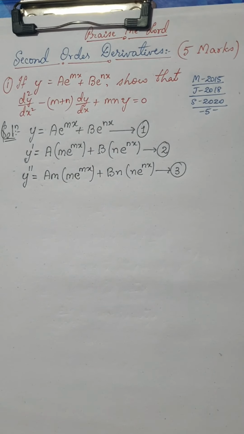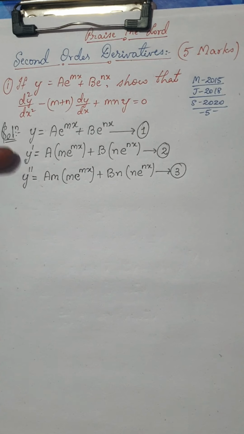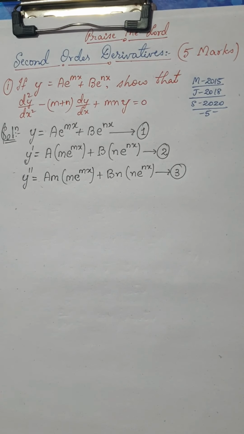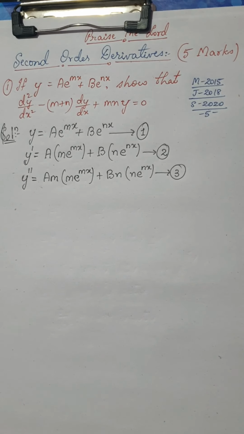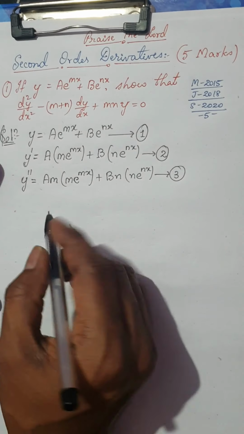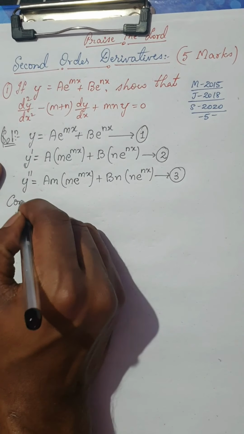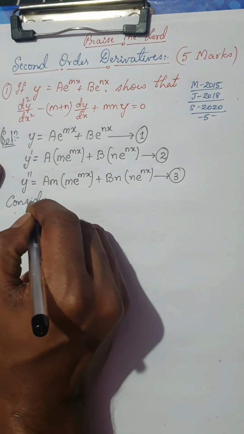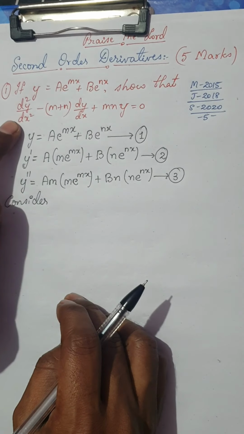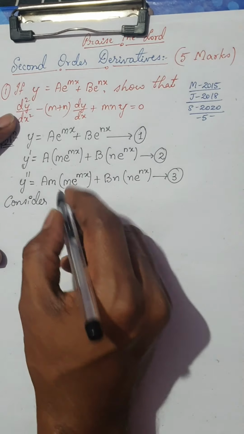Very easy steps. Hopefully you will be getting 2 marks here itself for these kinds of questions. Let me keep it aside now. Now you consider my equation and show that it is equal to 0.